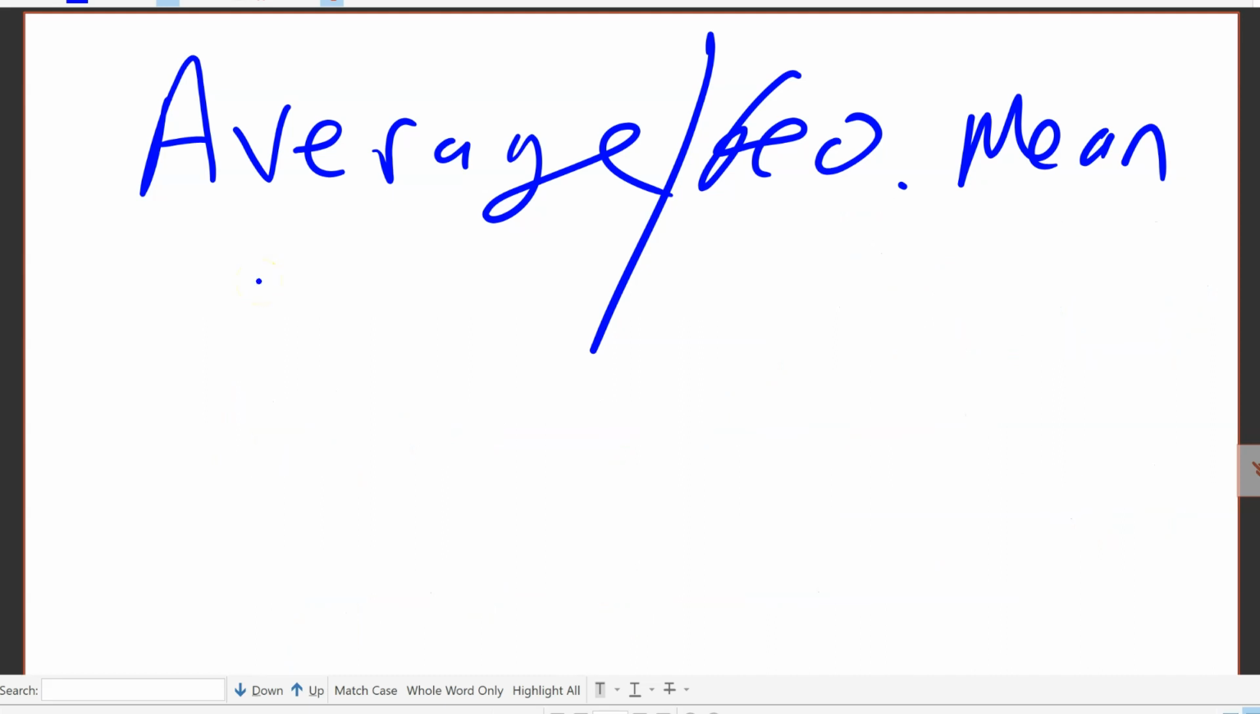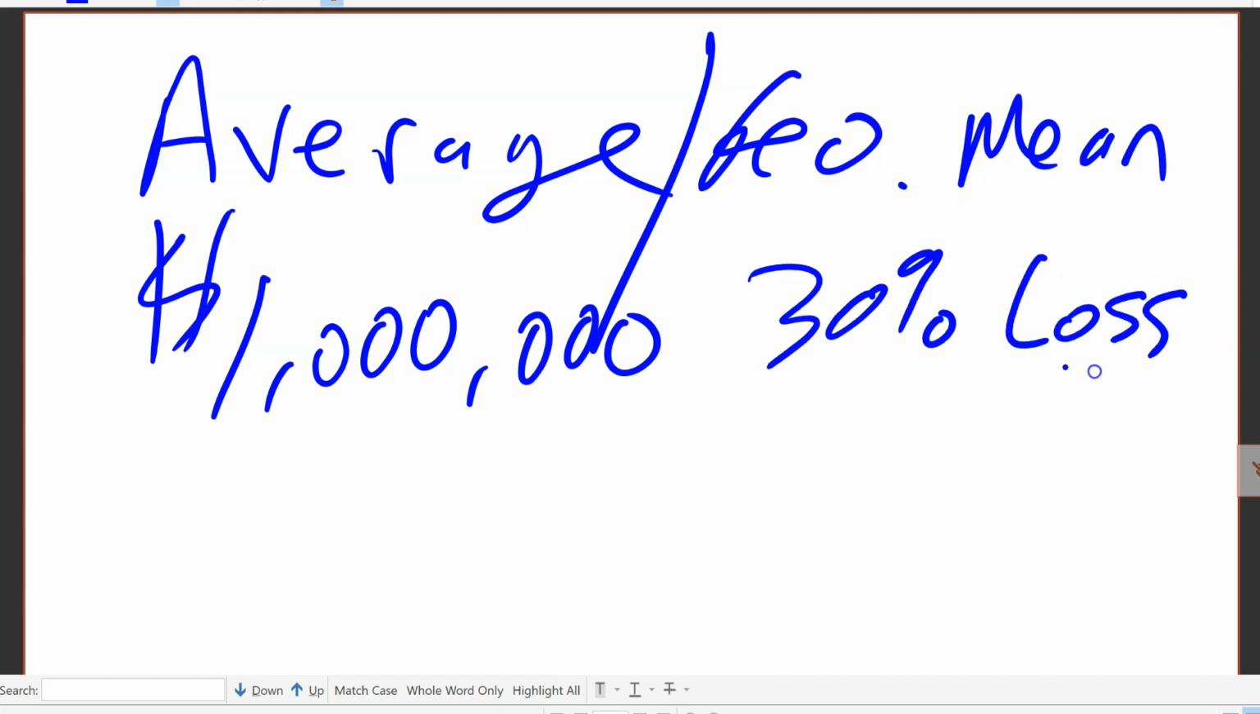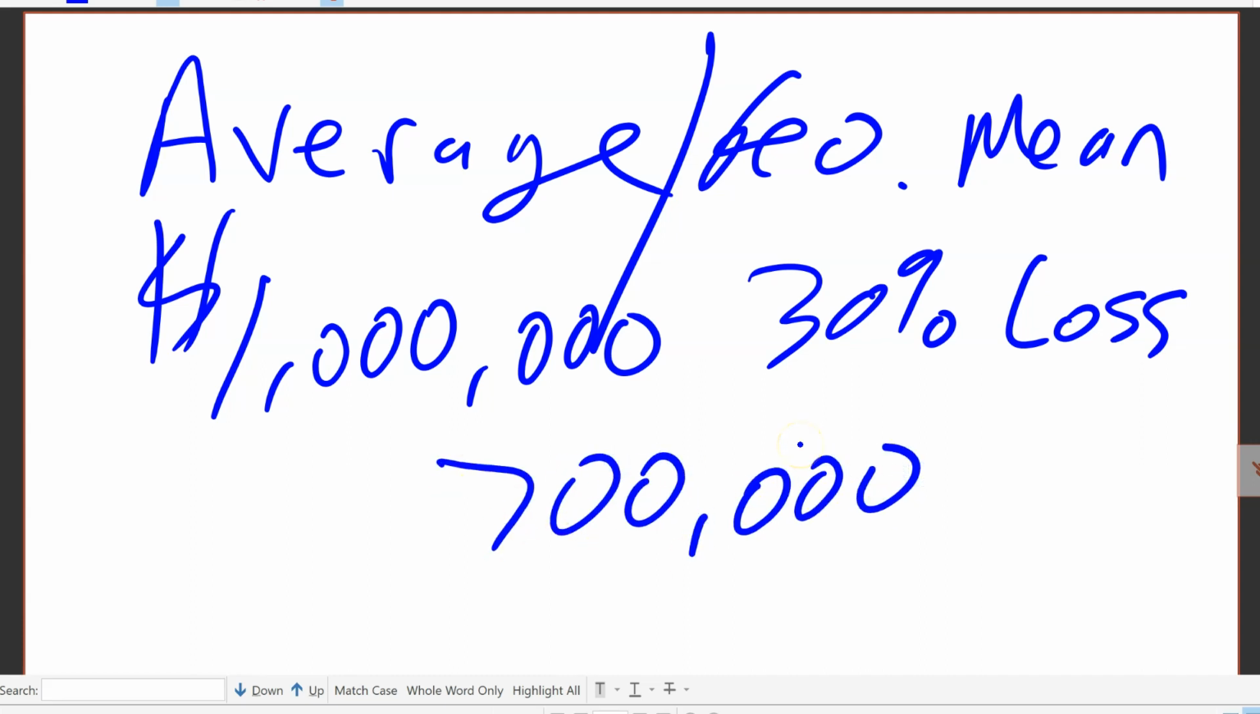Let's say you start with $1 million. You're getting ready to retire. You've saved up $1 million. And let's say that you end up losing 30% in the market. Okay, so a 30% loss. How much money are you going to be left with? Well, that math is pretty easy to do, right? You're going to be left with $700,000. No tricks there. $1 million, 30% loss turns into $700,000.